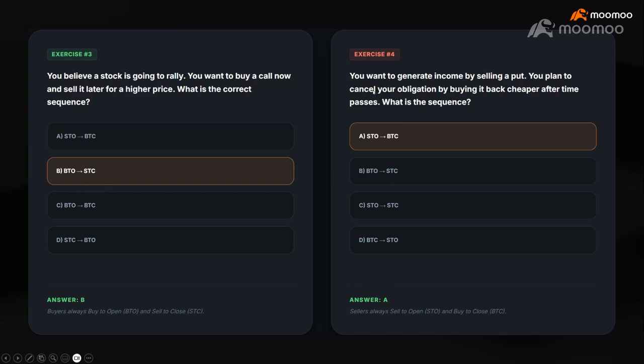And then the second one is that you want to generate income by selling a put, which means what? You're opening a position by selling it. So it's sell to open. Then you plan to cancel your obligation because you don't want the obligation. You just want to buy back at the cheaper prices. So you buy to close.